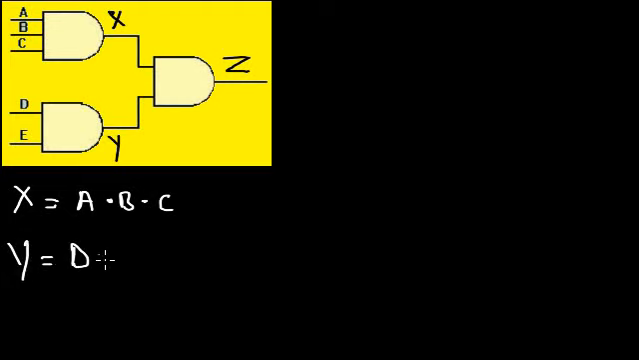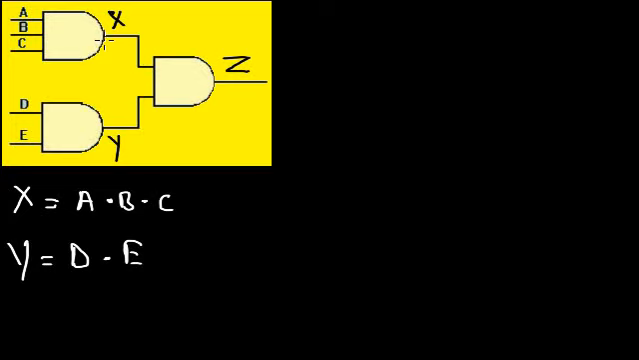Now you can see that this gate right here is an AND gate. And according to the AND gate, whatever inputs are inserted into the AND gate, those inputs are going to multiply one another. So for this one, let's assume the output is X, and for this, the output is Y. So therefore, X will be equal to A times B times C. And Y will also be equal to D times E.